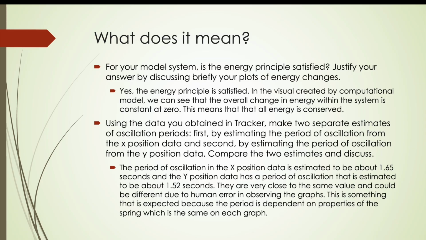Using the data obtained in Tracker, I made 2 separate estimates of the oscillating periods. Comparing the 2 estimates, the period of oscillation in x is estimated to be about 1.65 seconds, and the y position data has a period of oscillation estimated to be about 1.52 seconds. These are very close and could be different due to human error in observing the graphs, because these were obtained by me just looking at the graphs and doing my best to pick out values.